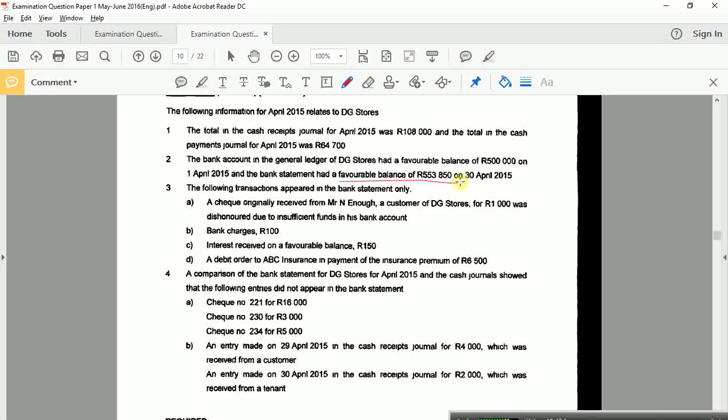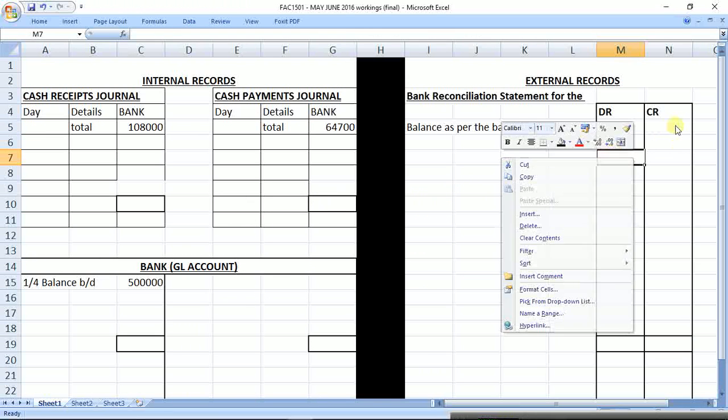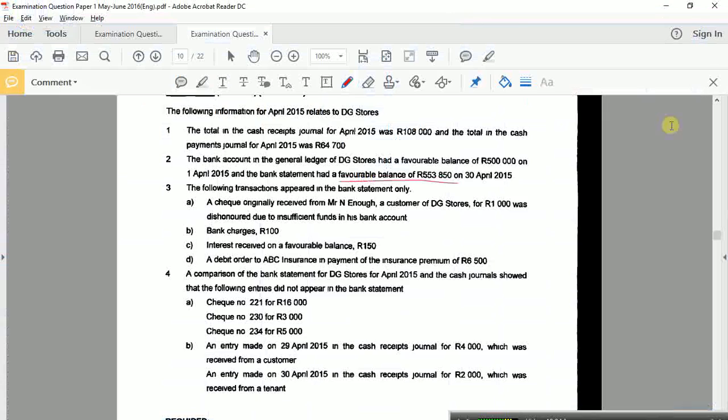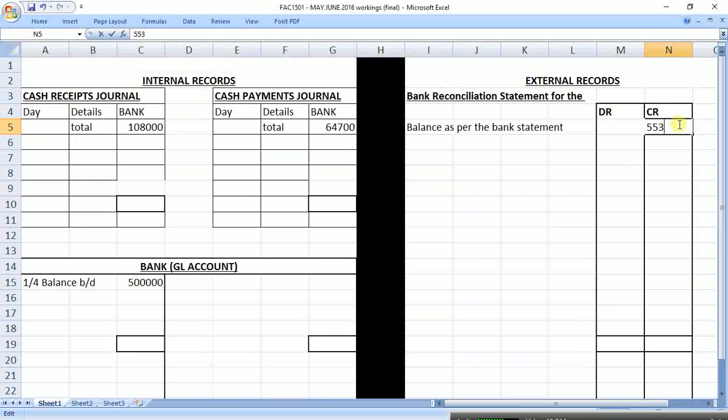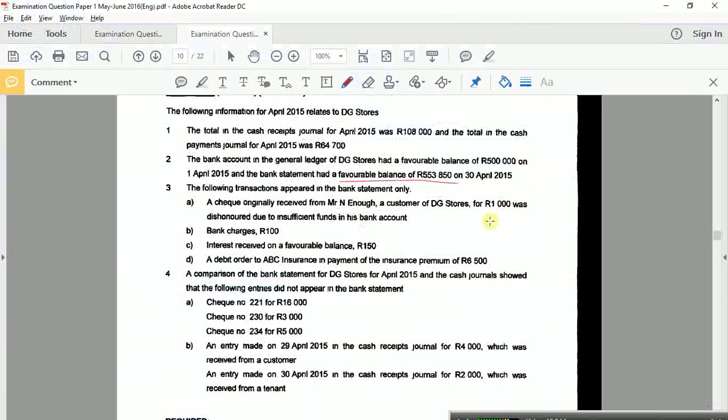Wait. Balance as. Hang on. Think about it. Bank statement. Debit or credit? It's a credit. Why? Because it's bank statement. Remember, it's your bank statement. So what do you want to see in your bank statement? A credit. Yes. There you go. Well done. Okay, so what are we going to put? 553,850. That's it. Just think about it in terms of your bank statement. If this was your bank statement, what would you want to see? Credit.